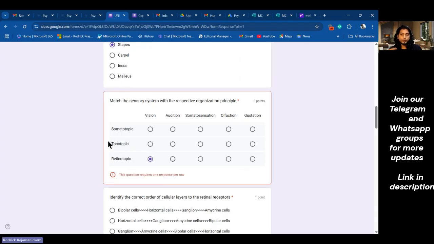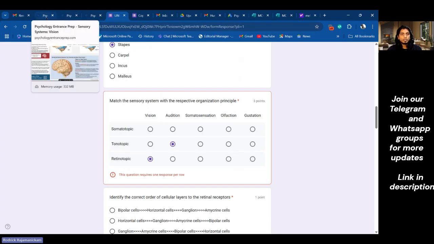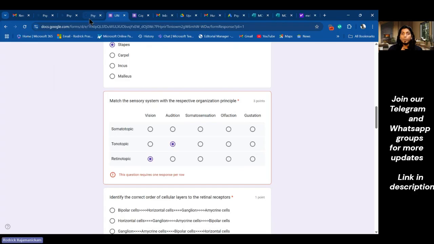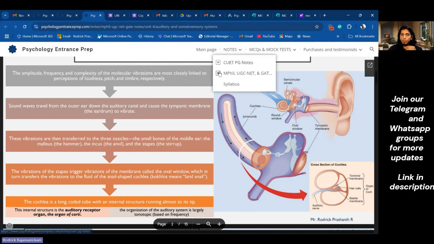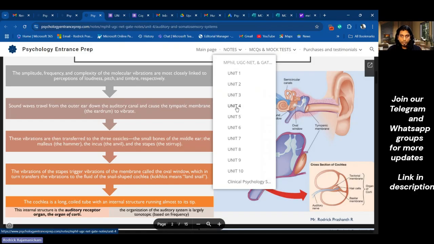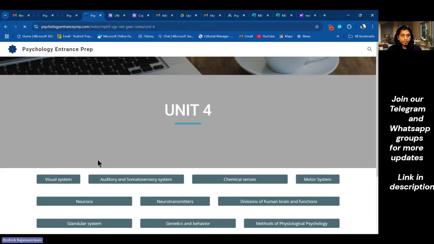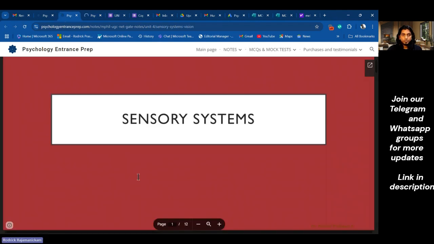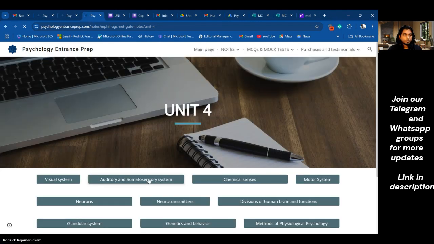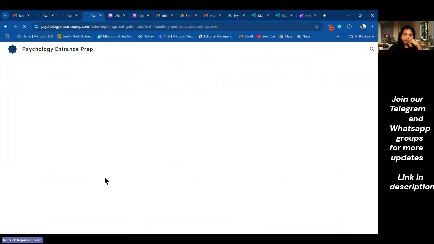And in audition, it is about the frequency. So lower frequencies are on one side of the cochlea, and higher frequencies are on the other side of the cochlea. So they are tonotopic, based on frequency. And somatosensation is somatotopic. As in, you can see the, what do we usually call it? The homunculus. Okay. The homunculus is literally a mapping of your body on the somatosensory cortex. It's there for the motor cortex also. So if you look at it, you'll be able to identify it.